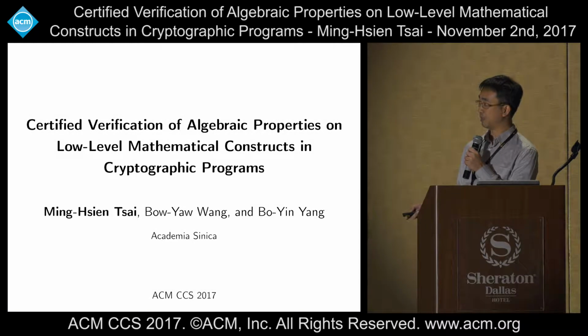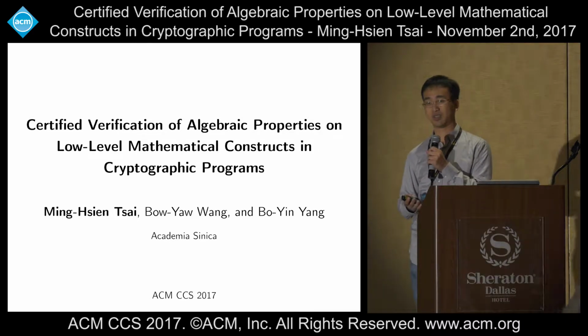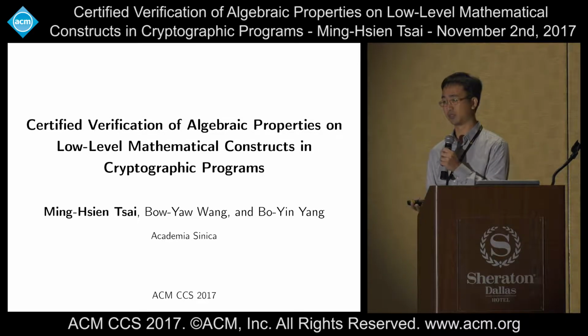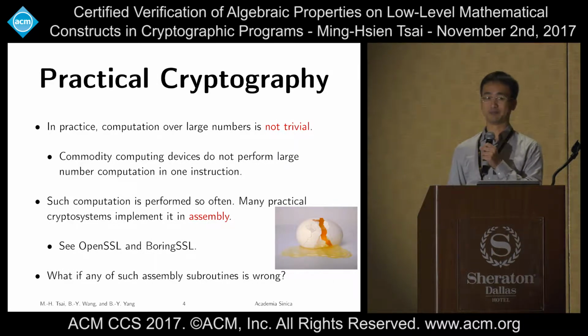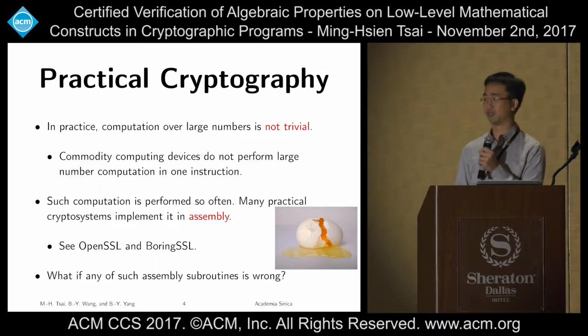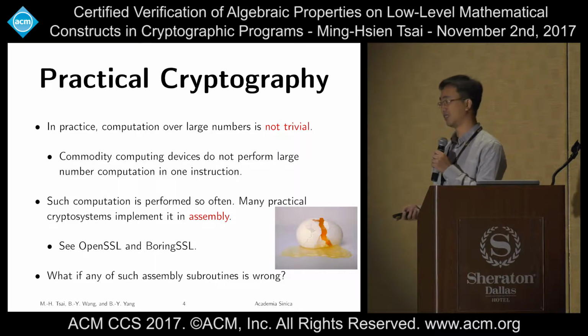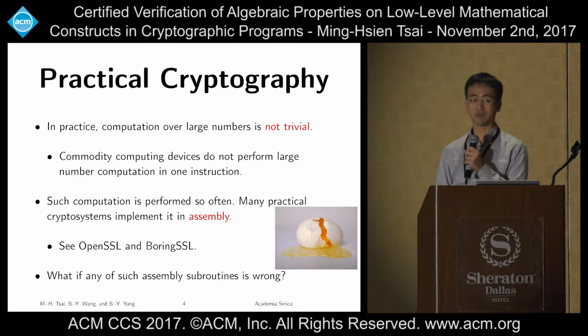Then the implementation of such multiplication may result in hundreds of lines of highly optimized assembly code. And since humans make mistakes, what if such an assembly implementation is wrong? Then your crypto system may be broken and reveal your private messages. So we need to verify if the implementation is correct.